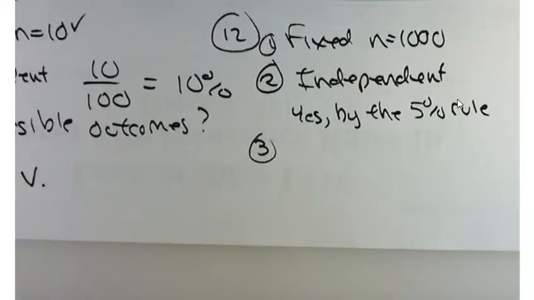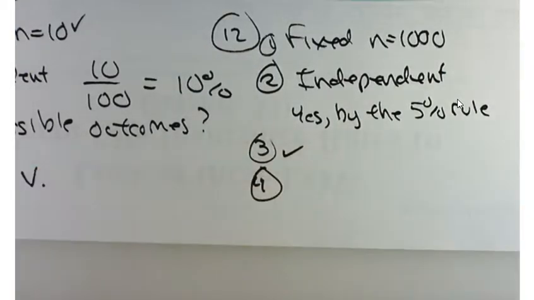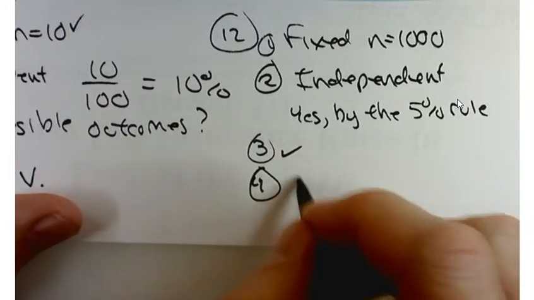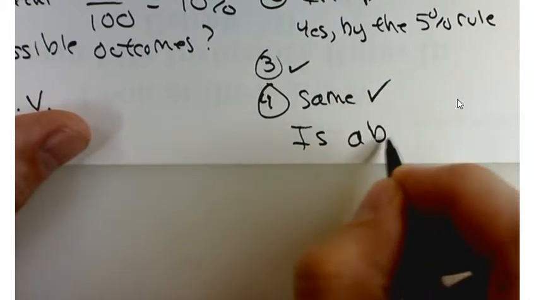Are there two possible outcomes? Yeah, yes or no. So we got that one. And is this probability the same throughout the trial? Yeah, it's going to be the same. You're going to have a certain percentage of people that say that, and even though you're sampling without replacement, that percentage is not going to change much. So same probability, yes. So it is a binomial random variable.